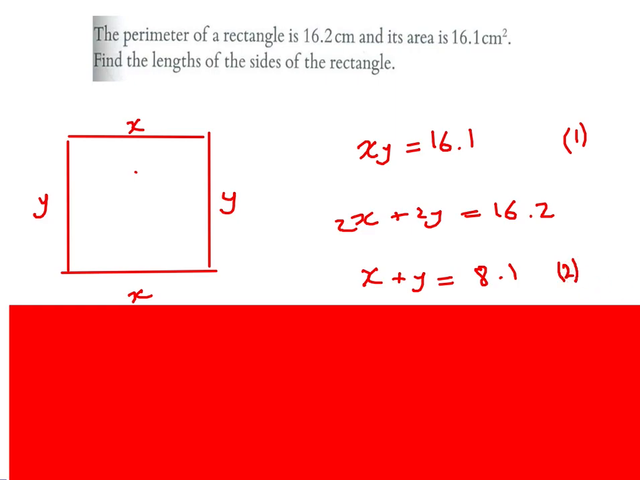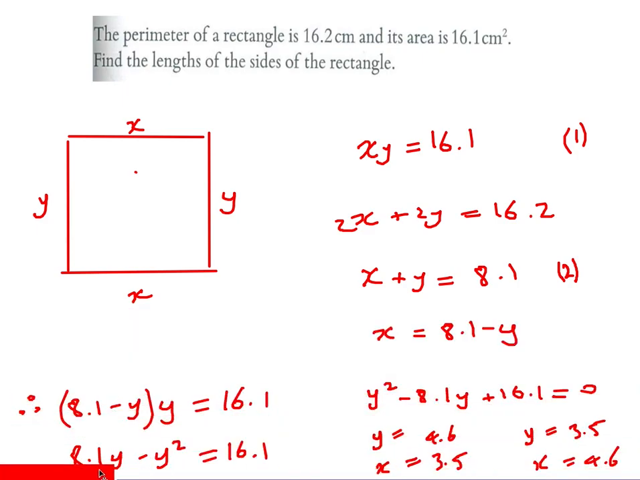Okay, now I've got my two equations. It's going to be very similar to that last question. Again, there are different ways of rearranging it. I'll do the same ones as before. So I'll rearrange this one to get x on its own. x is equal to 8.1 take away y. So I've now got x on its own.